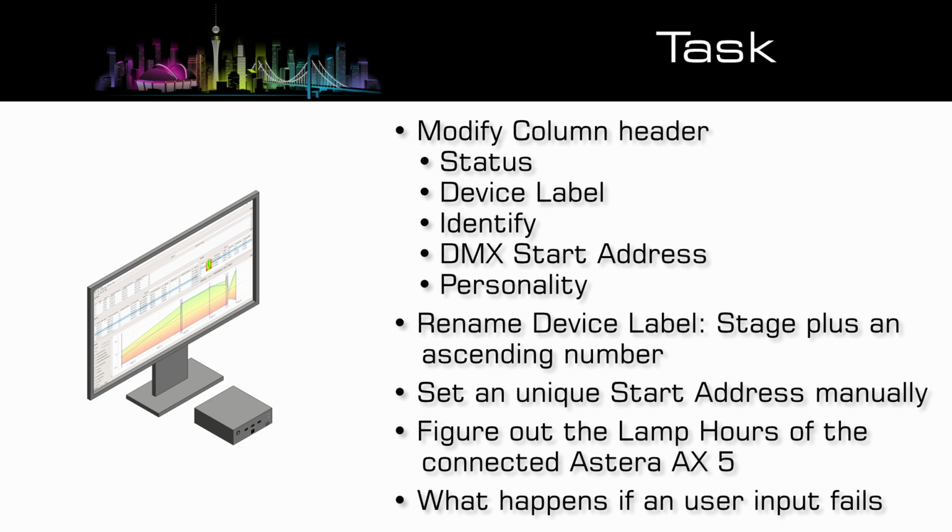Then, in the next task, we want to rename the device label and call it stage plus an ascending number. For every connected device, we want to give them a unique start address manually. And then we want to figure out the lamp hours of the connected Astera AX5. As the last point in this tutorial, we will see what happens if a user input fails. But now let us start.